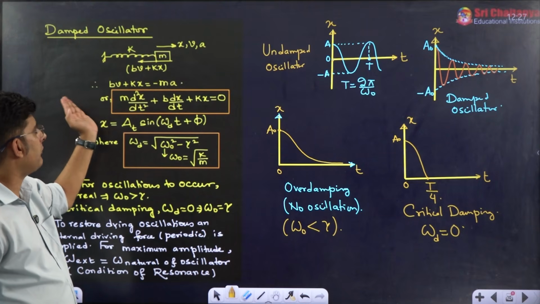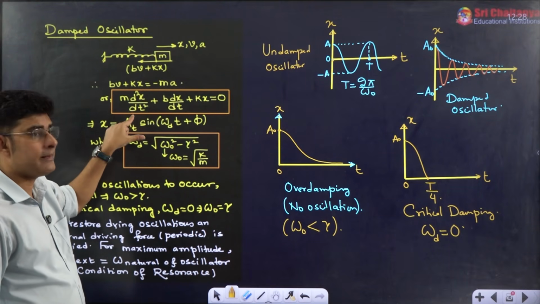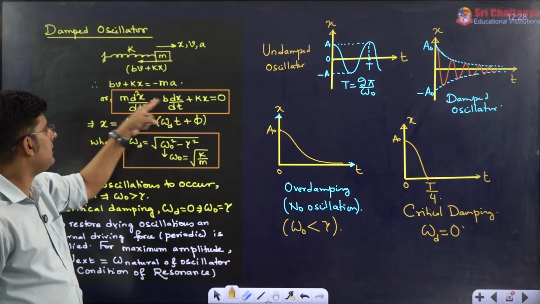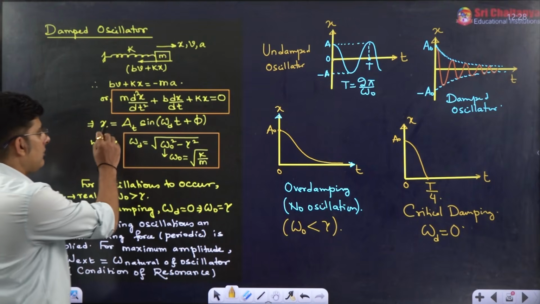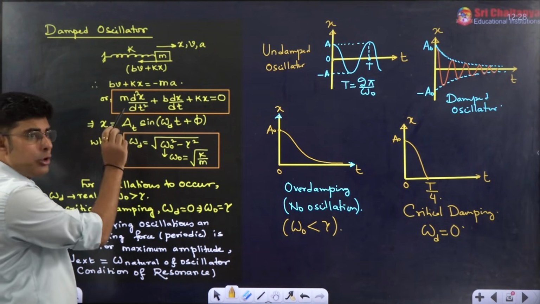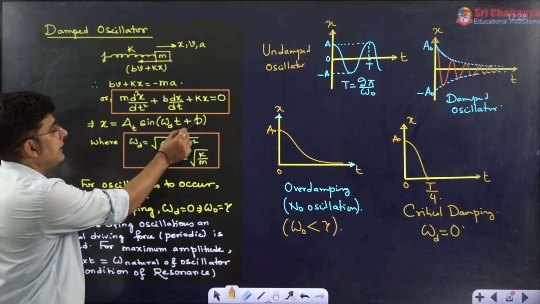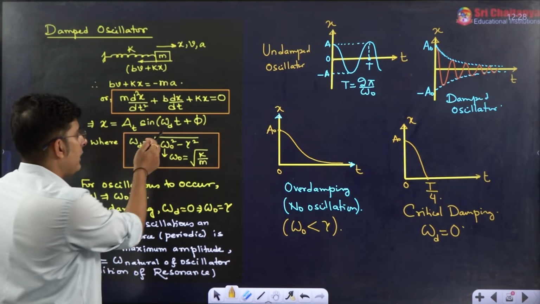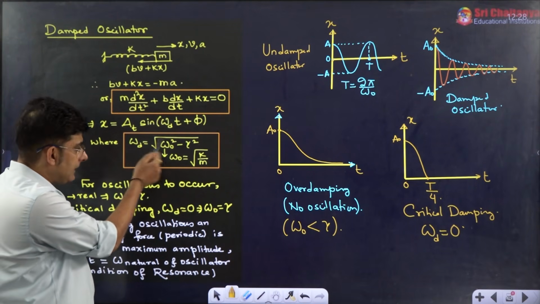If you want to write a differential equation for this damped oscillation, acceleration is d square x by dt square, so m d square x by dt square plus bv, v is dx by dt, plus kx is equal to 0. In this also you get a form like SHM, the only thing is that the amplitude is time varying. So x is A(t) sin(omega_d t plus phi). Here omega_d is the frequency of the damped oscillator, which is not the same as root k by m, it will be slightly less than that.